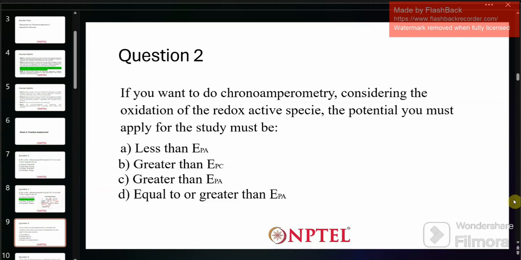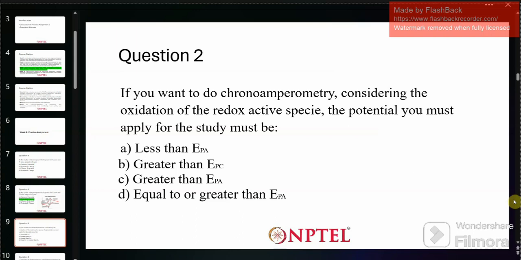Moving to the next question. If you want to do chronoamperometry considering the oxidation of the redox-active species, the potential you must apply for the study must be: less than EPA, greater than EPC, greater than EPA, or equal to or greater than EPA. EPA and EPC basically mean the potential at the anode and the potential at the cathode, so you might be confused with it.